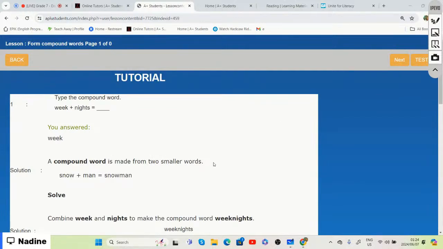All right, so that is basically our compound words, right? And we said compound words is made up of two smaller words. Like for example, snow plus man equals to snowman. And as you can see, snowman is written with lower cases and it's written as one word.